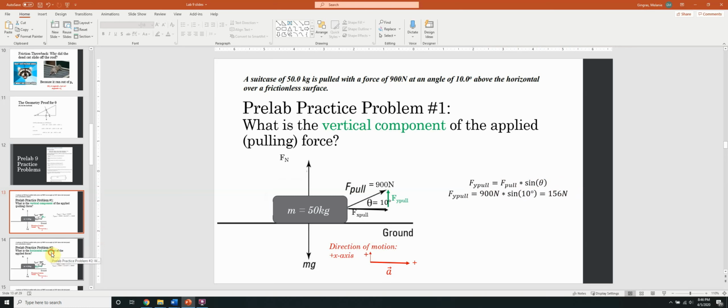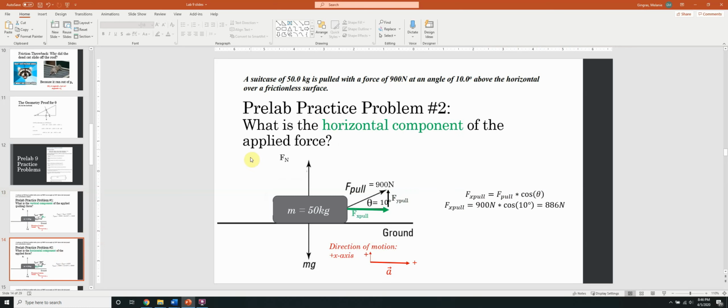Number 2. So same setup, but this time we want to know, what is the horizontal component of the applied force? So Fx pull. So our adjacent side is equal to our hypotenuse times cosine of theta, right? So Fx pull is equal to F pull cosine of theta. We plug in our values. So F pull, 900 newtons, cosine of theta, 10 degrees. So 900 cosine of 10 degrees is 886 newtons. So Fx pull is equal to 886 newtons.